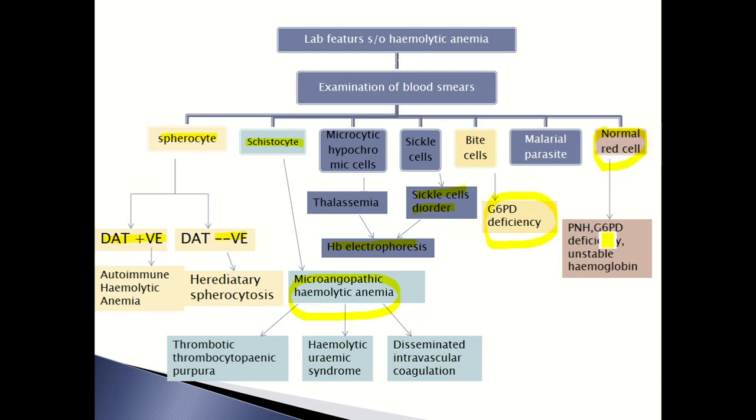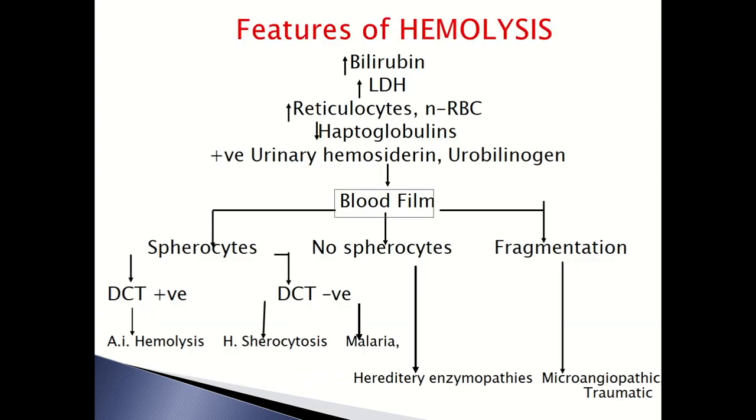And if you have normocytic normochromic RBCs, that is normal red cells, there is still a chance of some hemolytic disease like PNH, that is paroxysmal nocturnal hemoglobinuria, G6PD deficiency, and certain other hemoglobinopathies. So this is the classical differential diagnosis of hemolytic anemia on the basis of peripheral blood smear examination. A very important slide for you.